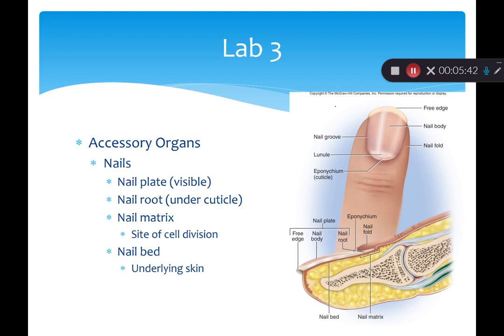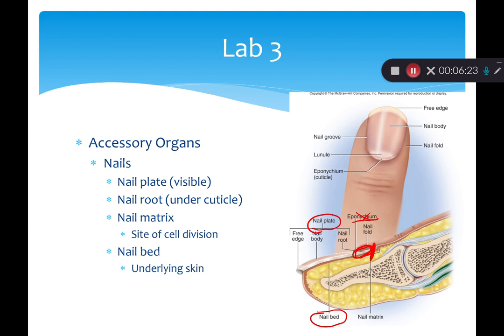Our last accessory organ are the nails. The nail plate is basically what you see. The nail root here is under the cuticle, which is technically called the eponychium. Just cuticle is fine. Now in that root, there is a nail matrix right at the base, and that is where cells divide. And then the skin underneath your nails is called the nail bed.